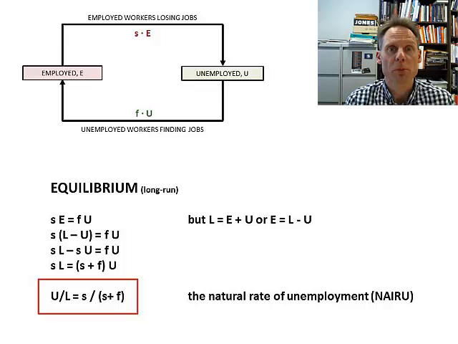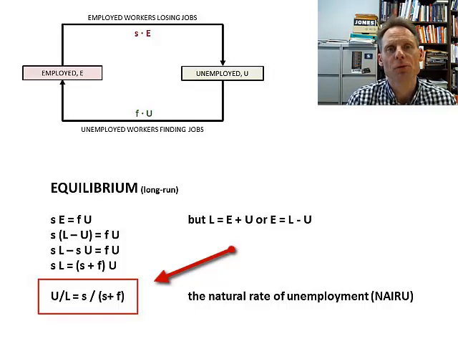The number of people employed in the economy is equal to the labor force minus the number of people who are unemployed. So we can substitute in for E, L minus U. If we just work through this equation, we get down to the expression U divided by L, which is the unemployment rate in the long run, is equal to S divided by S plus F. That is, the job separation rate divided by the job separation rate plus the job finding rate.